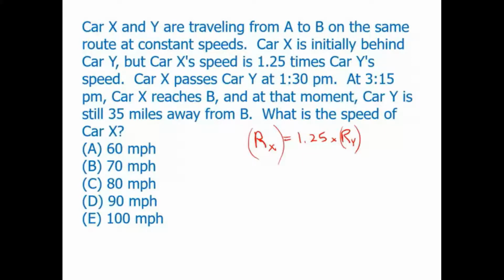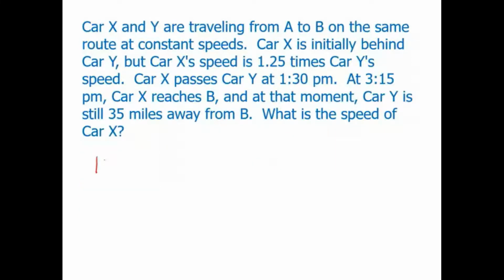We'll need that later. So let's think about this scenario a little more. We'll visualize what happens. At 1:30 p.m., car X and Y are at the same place, and they are some unknown distance from B. We don't know how far they are from B at 1:30, but we know they're at the same place because car X is passing car Y. Later on at 3:15, car X, because it's going faster, gets to B, and car Y is 35 miles away from B.